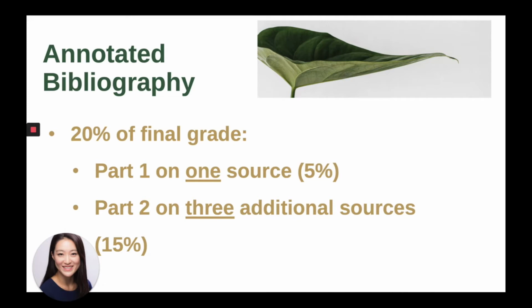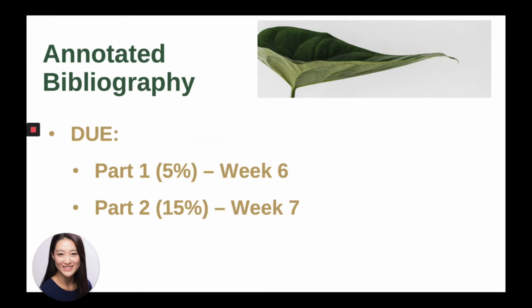The Annotated Bibliography is broken up into two parts so that you can receive feedback on the first source before completing the rest. Receiving the teacher's feedback for Part 1 and applying the teacher's recommendations to Part 2 will help you to be successful. Part 1 is due at the end of Week 6. Part 2 is due at the end of Week 7. In other words, it is due at the end of intersession week.